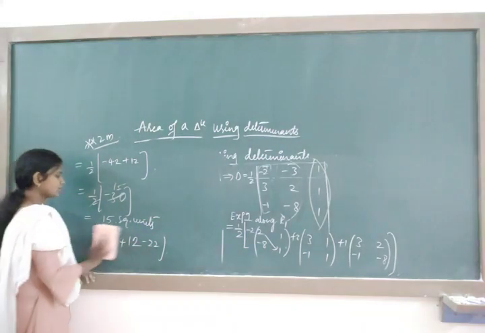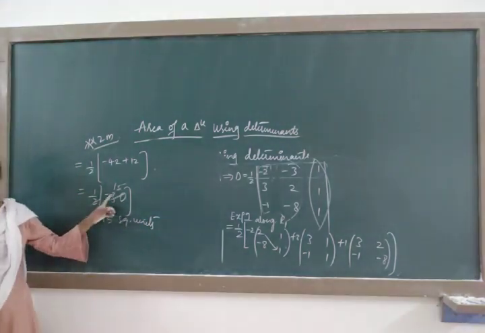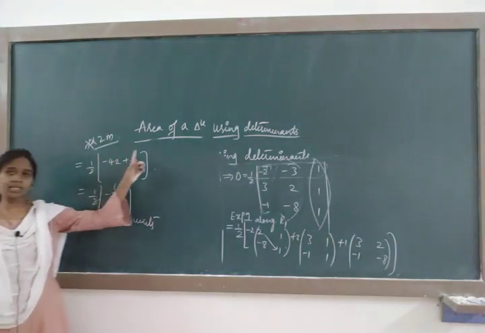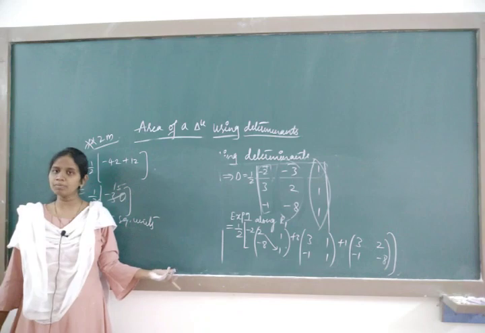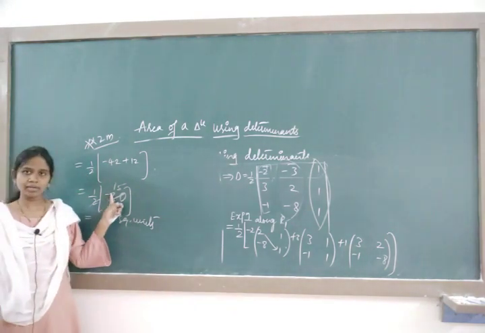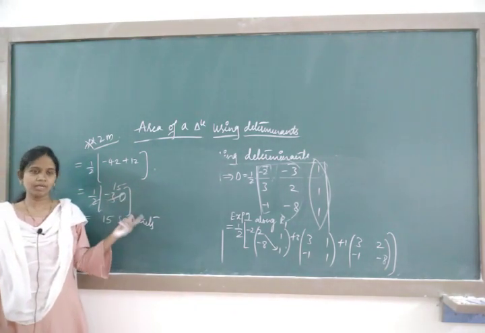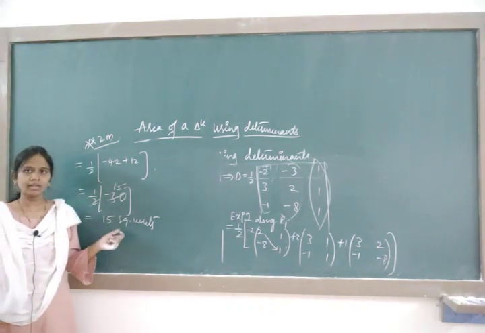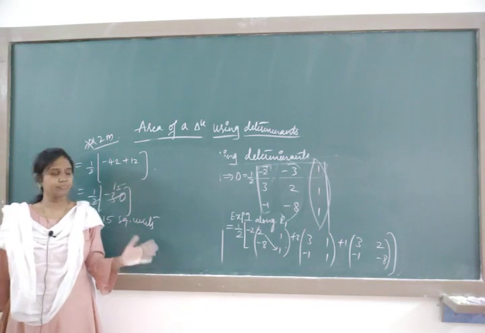See here, I have got minus 30, or else minus 15 we can call. But I have written here plus 15. Why? Because we are dealing with the area. Area is always a positive value. Even though you get a minus, even though it's a determinant, we are dealing with the area, so you are going to write the area as a positive value.